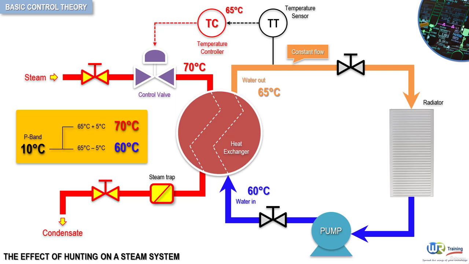Let's now consider a sudden increase in the water load, such that the returning water temperature almost immediately drops by 40 degrees Celsius to 20 degrees Celsius. The temperature of the water flowing out of the heat exchanger will also drop by 40 degrees Celsius to 25 degrees Celsius. The sensor detects this, and as this temperature is below the proportional band, it directs the pneumatically actuated steam valve to open fully, as depicted here.